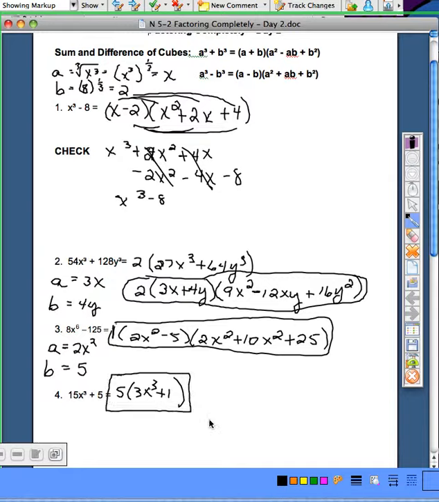So that's the best we can do on that factorization. All right, we're ready to move to the next page.